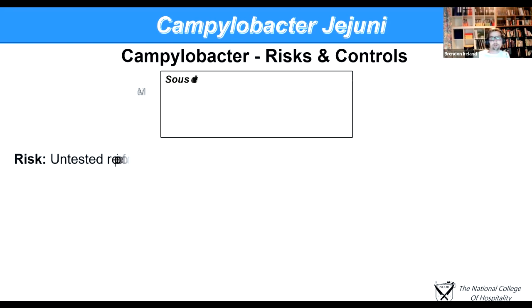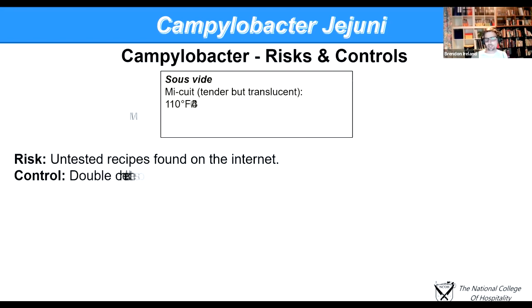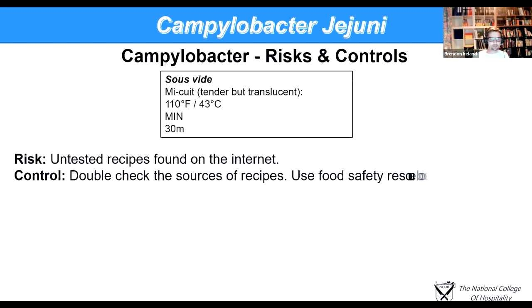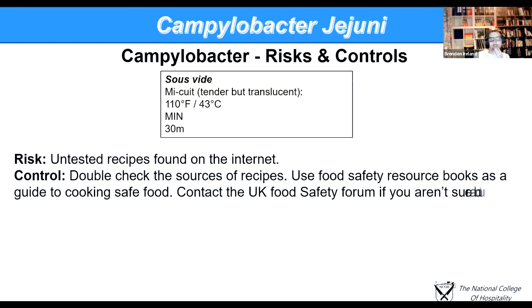And finally, on the risks and controls, this is actually a recipe that I found on the internet, which is essentially an American recipe, which is why it's got 110 degrees Fahrenheit. It's a sous vide recipe instructing 43 degrees Celsius for 30 minutes, which obviously, if we think about Campylobacter, regardless of all the other bacteria, is almost stupid to say that this is a satisfactory level.